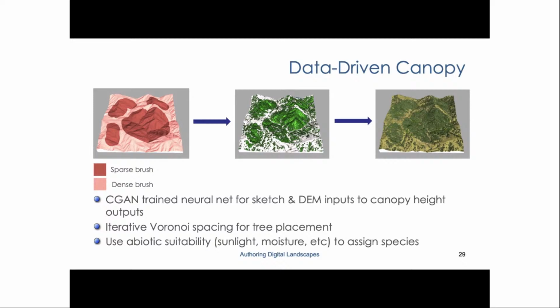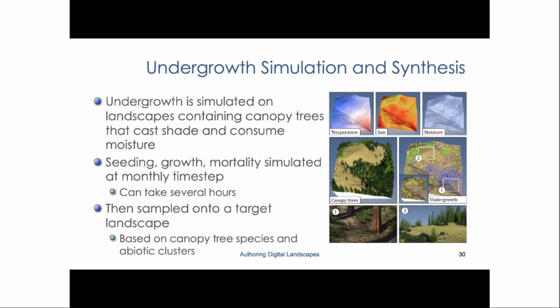As a pre-process, we simulate undergrowth on pre-populated canopy tree placements, and we'll have a bank or database of these available to us. This process considers individual undergrowth trees with the prior of the canopy tree placements, and we do things like seeding, growth, mortality simulation at individual monthly time steps. Unfortunately, this process can take several hours to complete, up to 6 or 7 hours, so it really isn't viable to run it during design. Fortunately, what we can do is take the outputs of these simulations and use them as inputs to a sampling process that gets targeted to the landscape in question.